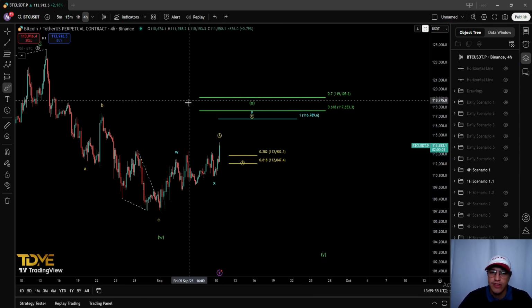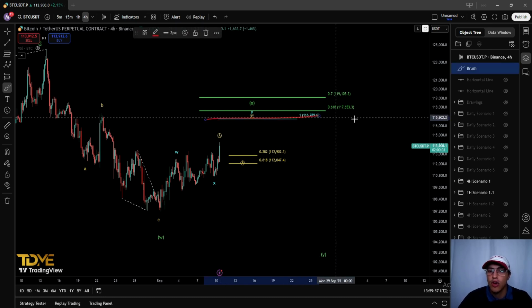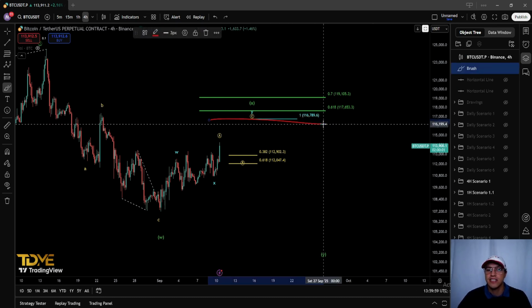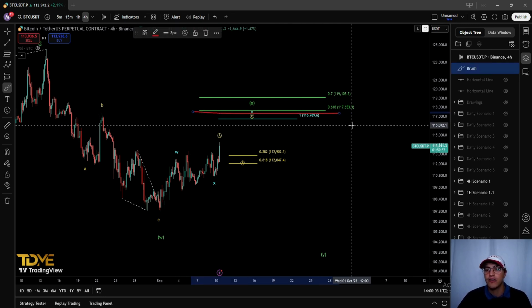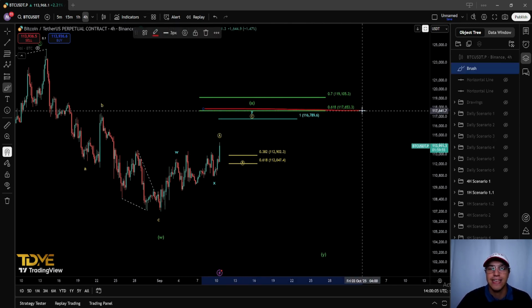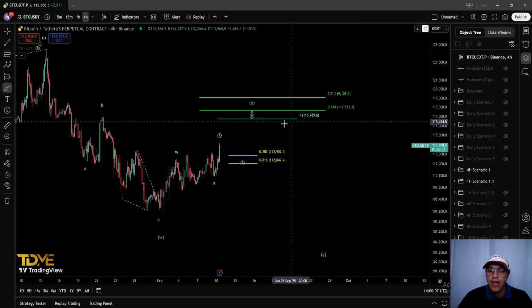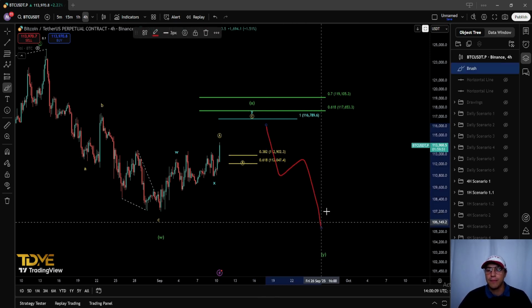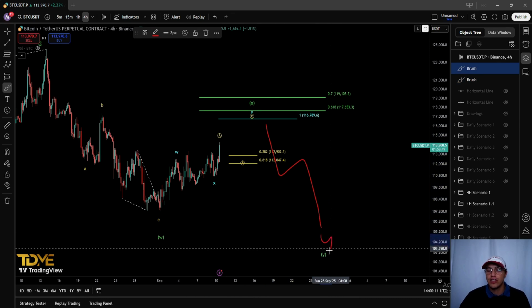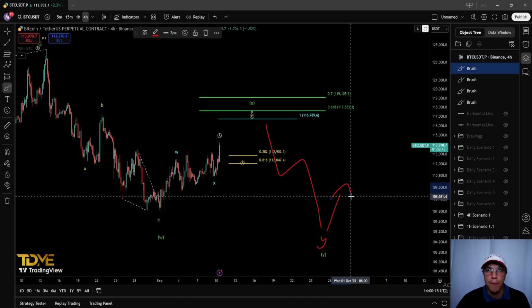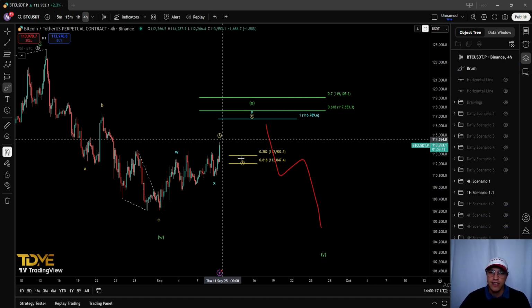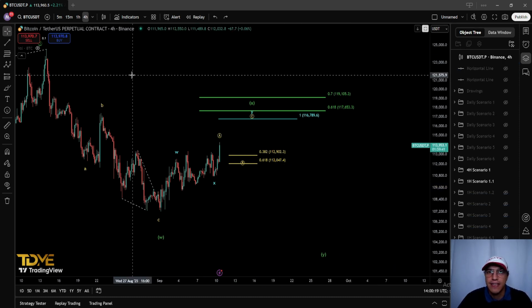So where do I think this is targeting? This is probably targeting the 1-to-1 at $116,786. Possible front run of the 0.618 at $117,000. Followed by that, we should get an ABC to the downside, finishing off this correction. And then we are looking for massive moves up, right? This is the plan at the moment on our main scenario.